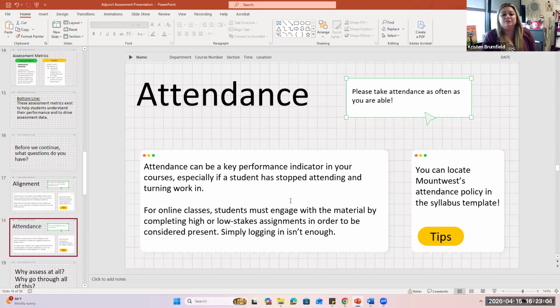There is an attendance policy listed in the syllabus that you're given here at Mount West. Of course, take a look at that, go by that as much as you can. Any questions about attendance? I feel like sometimes there can be confusion if it's an online class.